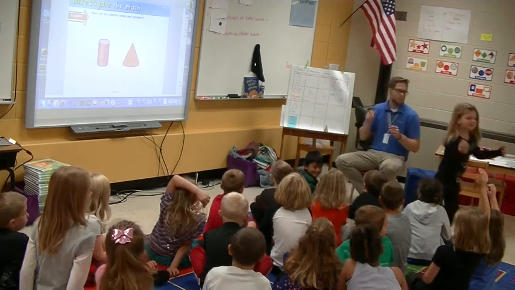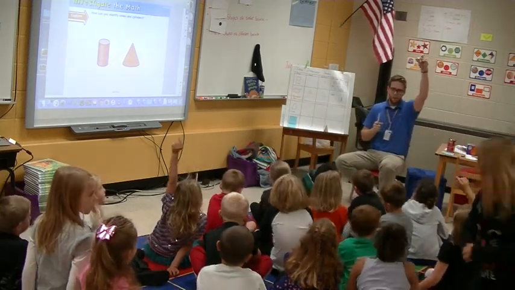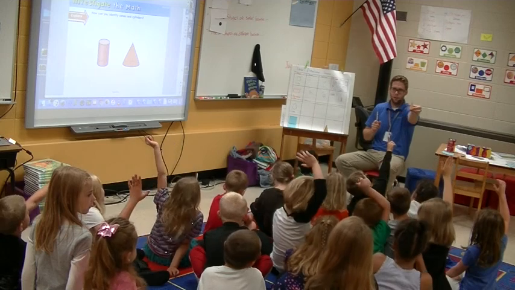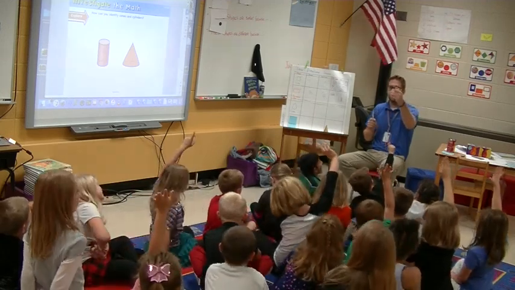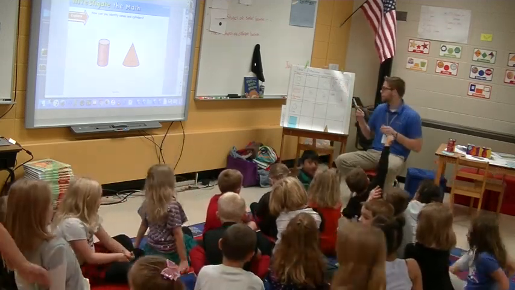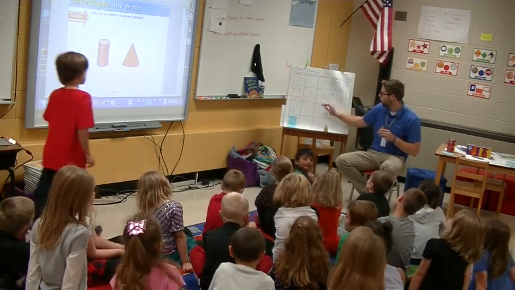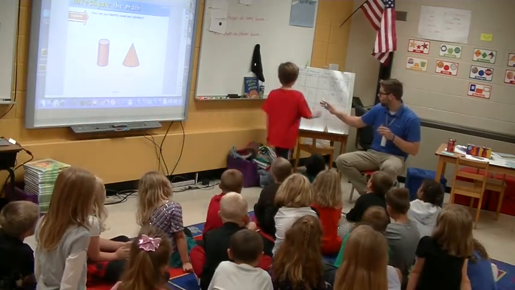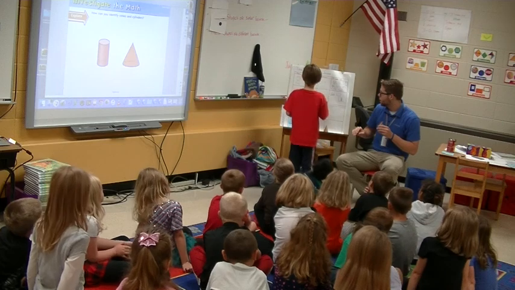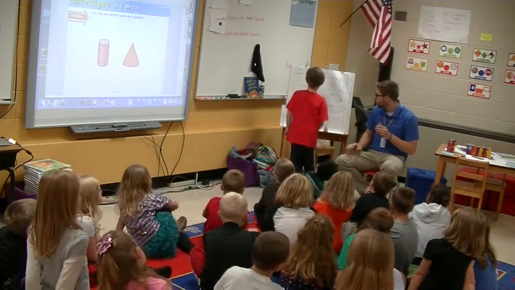Alright, boys and girls, how many vertices did this shape have? One. It had one. Chase, do you want to come write it? It has one vertex up here. You want to write it pretty big. Do you want to write it just a little bit bigger? Ooh, that's a big one.